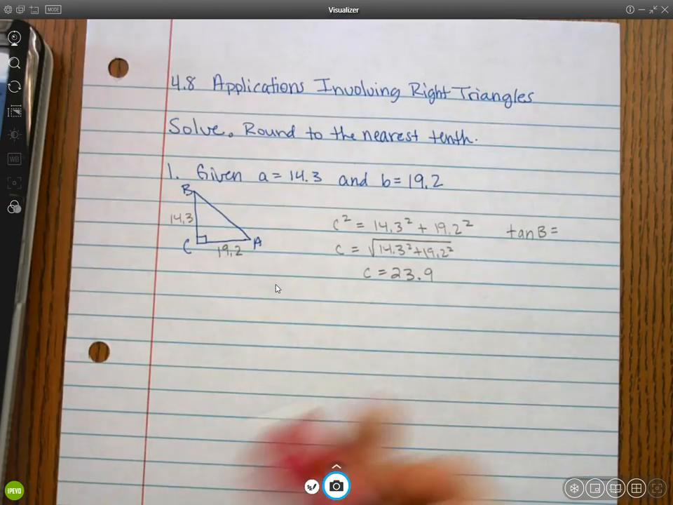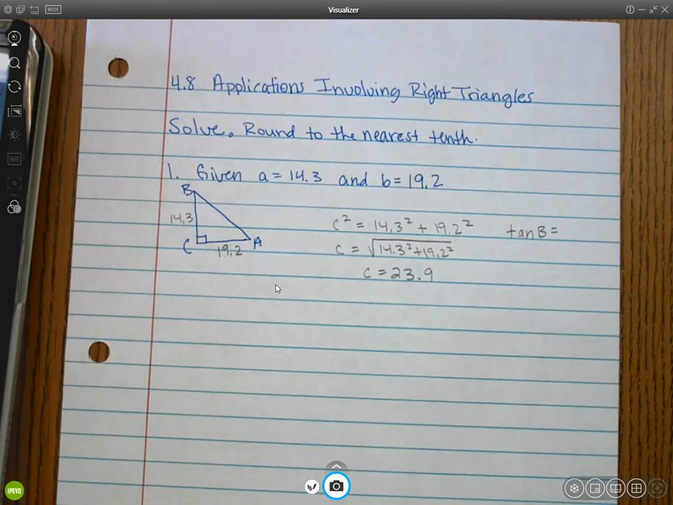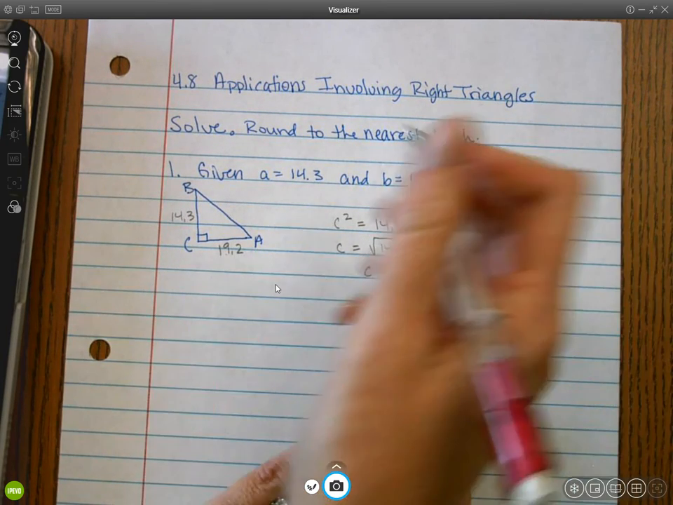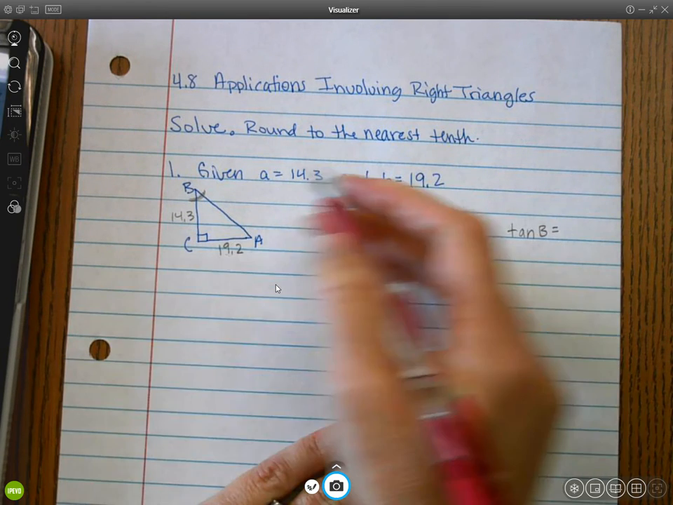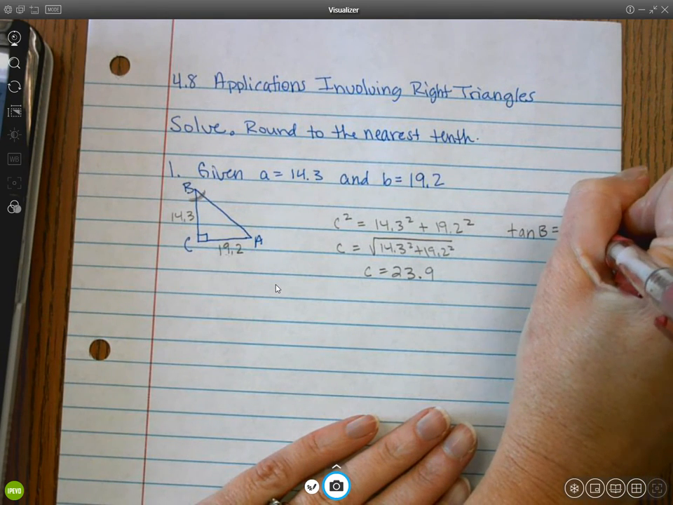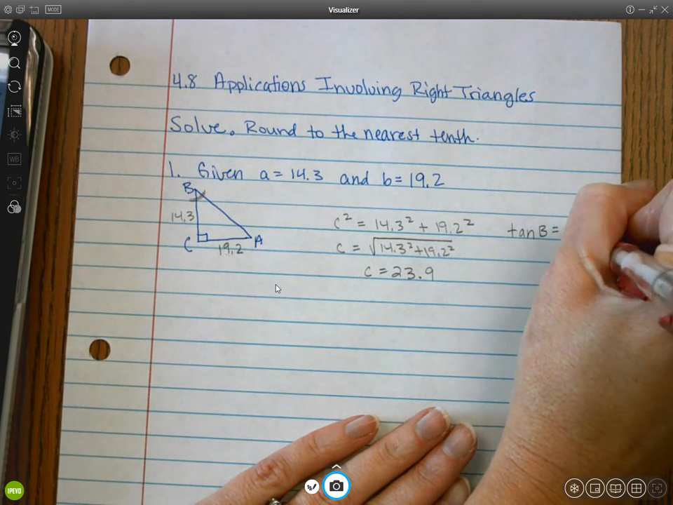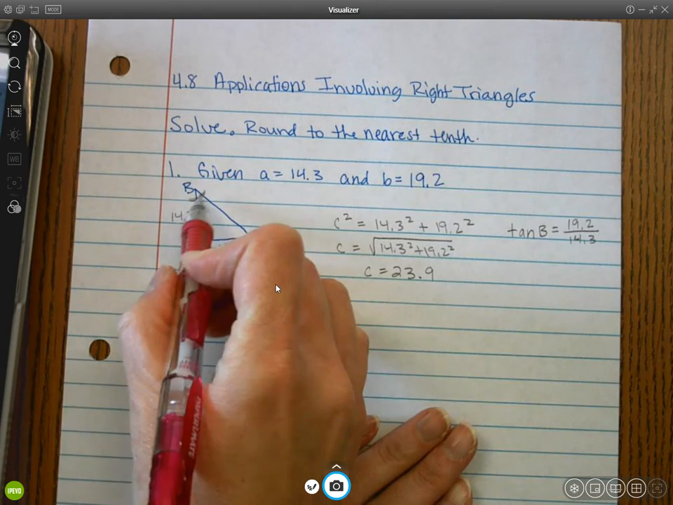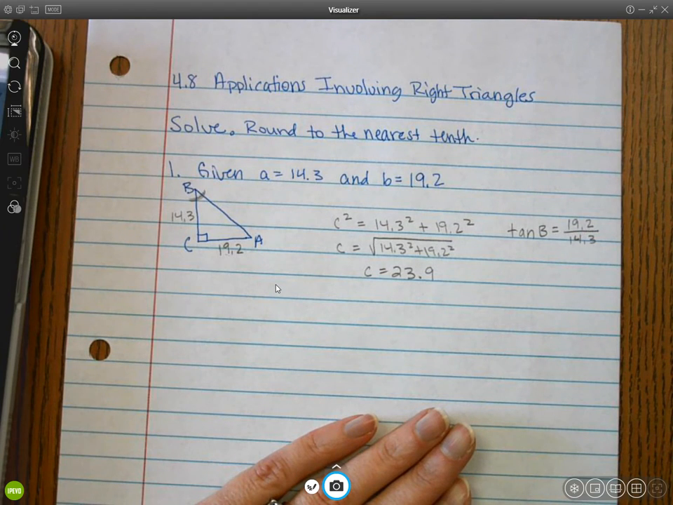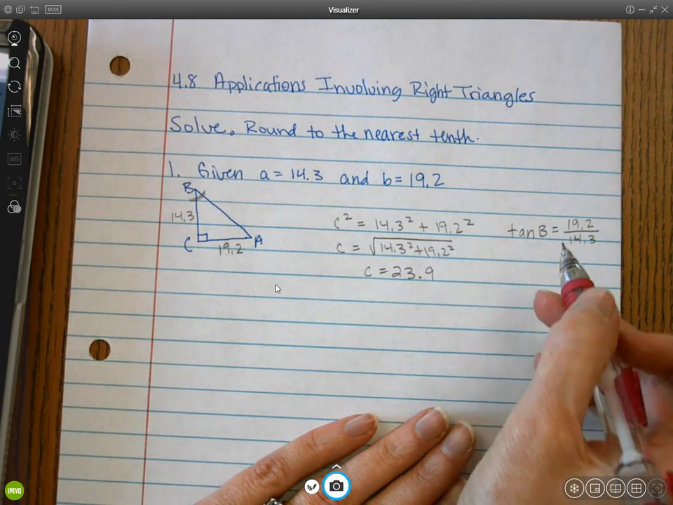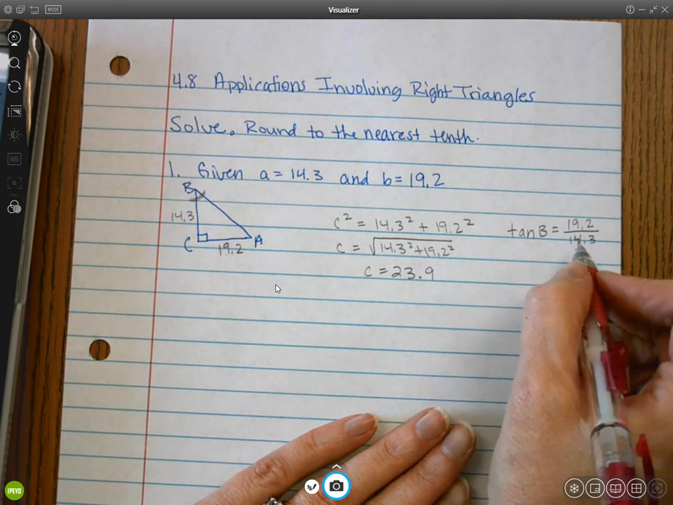It's a good idea to always use given information when you're finding things, because if you make a mistake and then you use that number, then now you've made two mistakes. So we're going to use tangent because from angle B, we know opposite and adjacent. So we're going to say 19.2 over 14.3. Now pay attention, make sure that you mark things and you think opposite and adjacent, because it's important. Otherwise, you're going to tell me you found B, but you really found A.